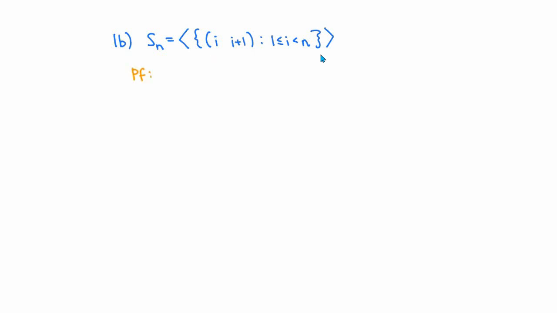Now, in order to prove this, let's let H be the subgroup of Sn generated by the collection of all transpositions of this form, so that what we're trying to show is that H is equal to Sn.